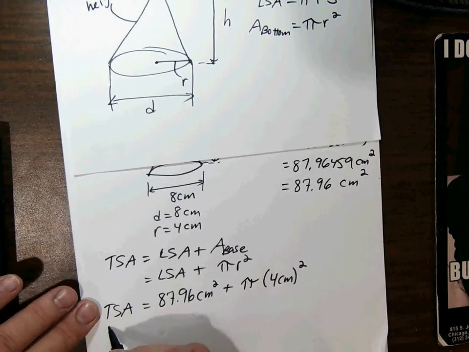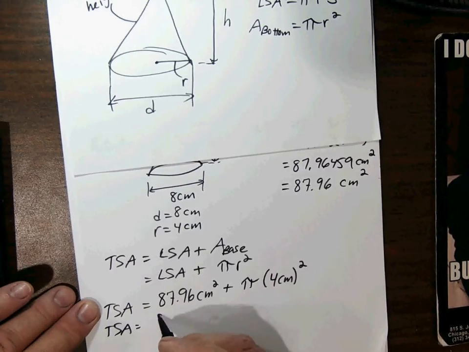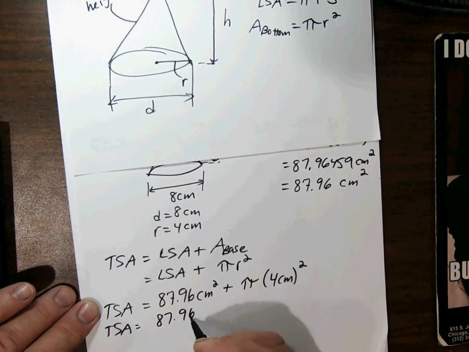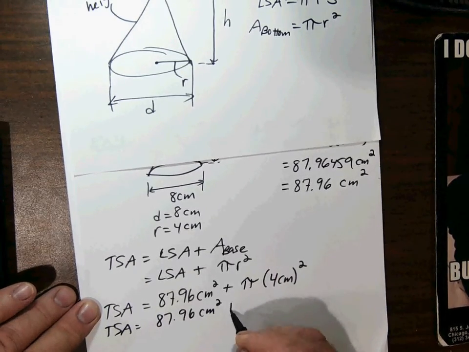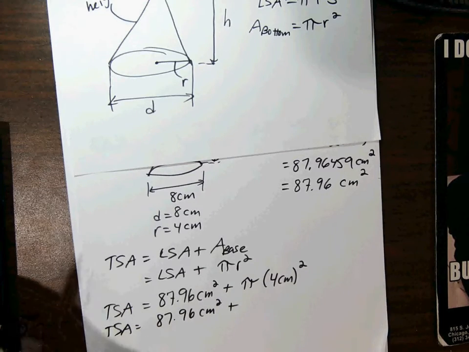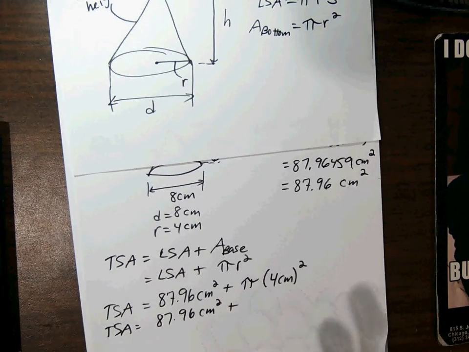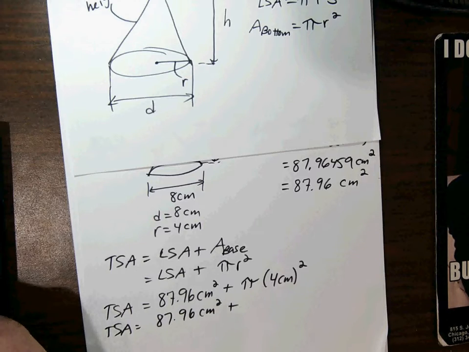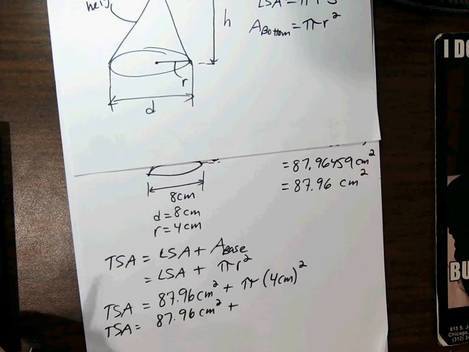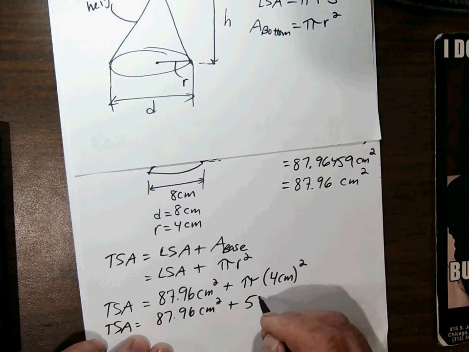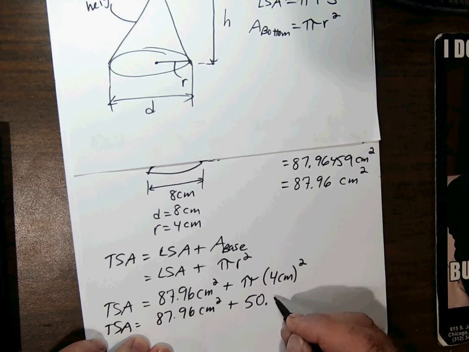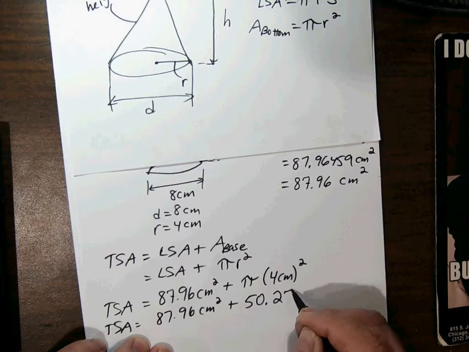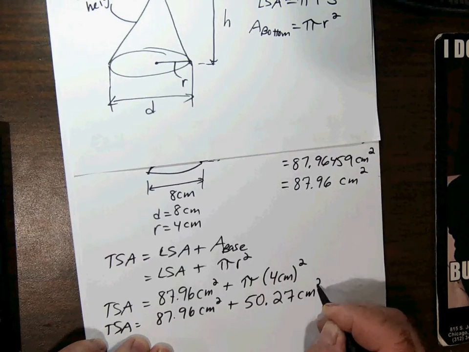So let's figure what that is. 87.96 square centimeters plus, we're going to take pi times 4 squared again, so pi times 16 in other words. Pi times 16 is going to be 50. I'm going to round it to the nearest hundredths. It'll be 50.27 when I round it to the nearest hundredths.